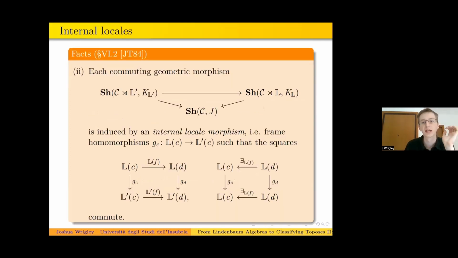The second result is that whenever we have two toposes with geometric morphisms which are localic over the same codomain topos, then any geometric morphism between those two toposes, making this triangle commute, is induced by an internal locale morphism. An internal locale morphism consists of frame homomorphisms between each fiber, such that those frame homomorphisms are natural with respect not only to the transition maps, but also the left adjoints of the transition maps. You could think of it as a morphism of doctrines which preserves all of the geometric structure of those doctrines.